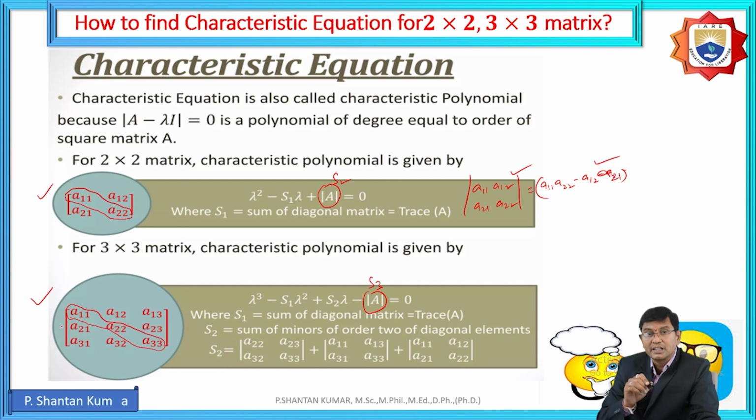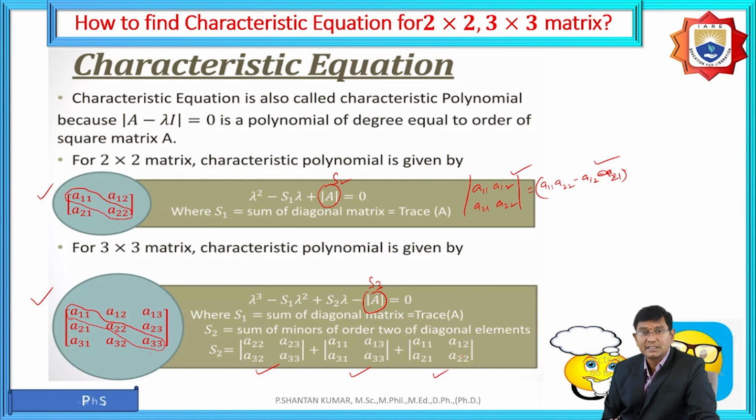That means you delete that particular row and column. The rest of the values are a22, a23, a32, and a33. And for the second one, the principal diagonal element, again delete that particular row and column. The rest of the values are a11, a13, a31, a33. And finally, the third one, the principal diagonal element, that means you delete the last row and the last column. The rest of the values are a11, a12, a21, a22. This is the procedure involving s1 and s2.